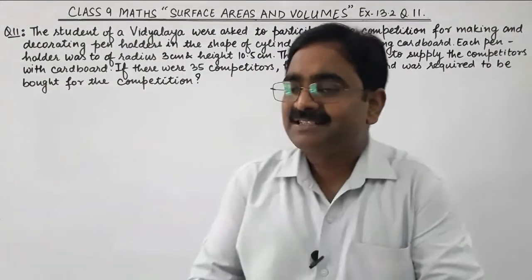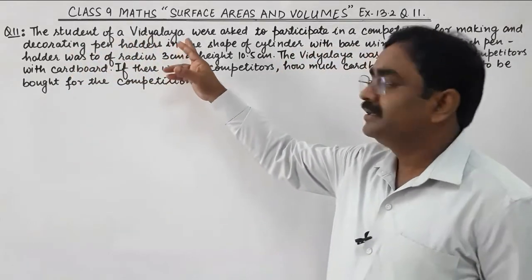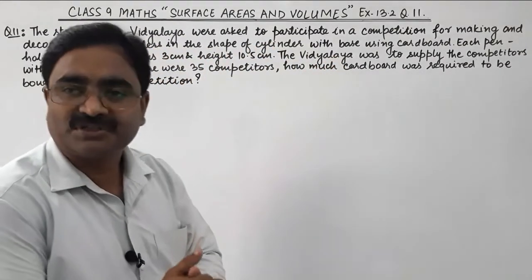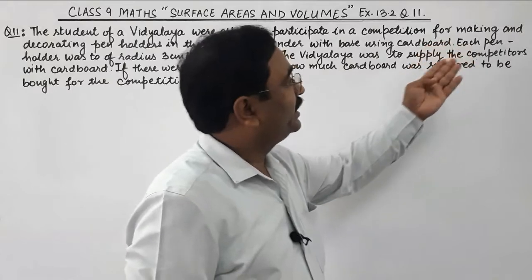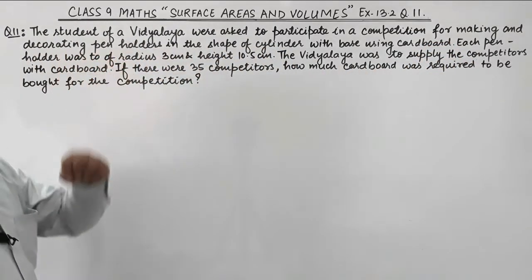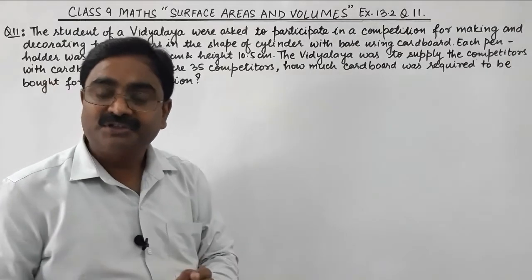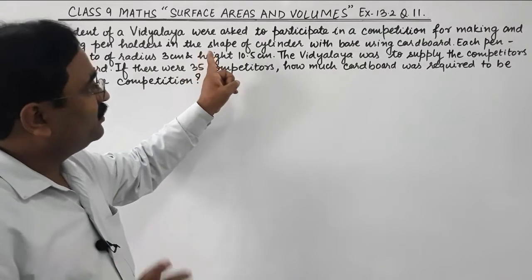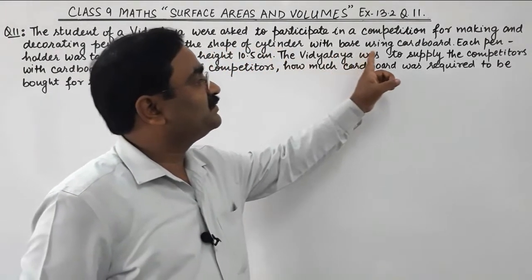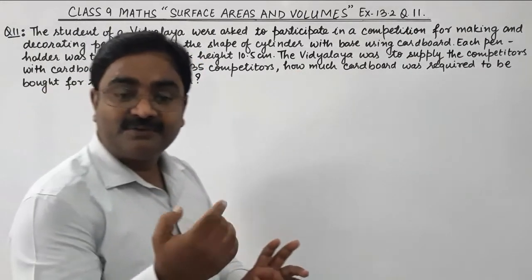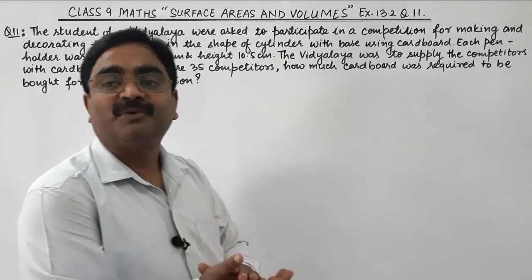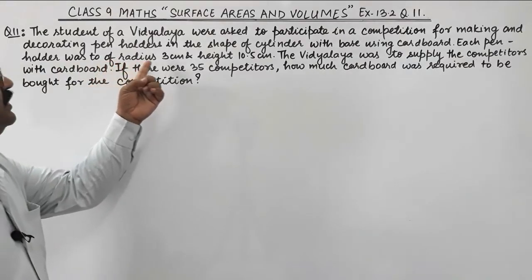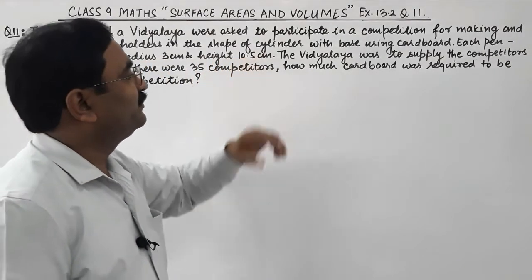Okay friends, let's see question number 11. The students of a Vidyalaya were asked to participate in a competition for making and decorating pen holders. The pen holder is in the shape of a cylinder with a base, but no top, made using cardboard. Each pen holder was of radius 3 centimeter and height 10.5 centimeter.